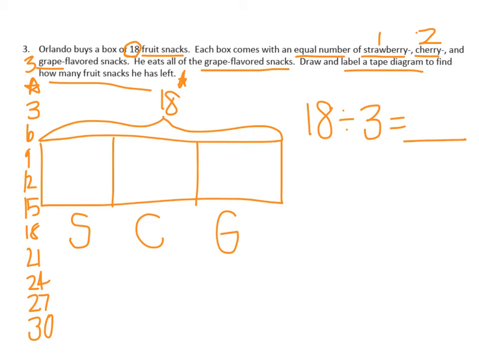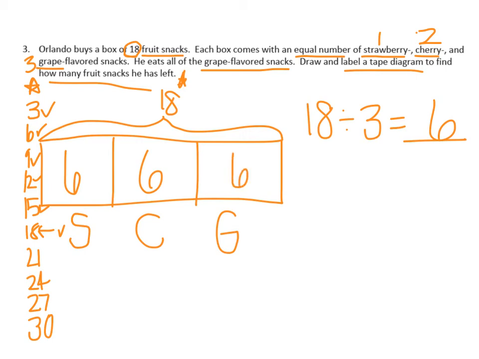So now I'm going to figure out how many times I had to count by 3s in order to get to 18. So there's 1, 2, 3, 4, 5, 6 times. So 18 divided by 3 is 6, which means that there were 6 strawberry, 6 cherry, and 6 grape.